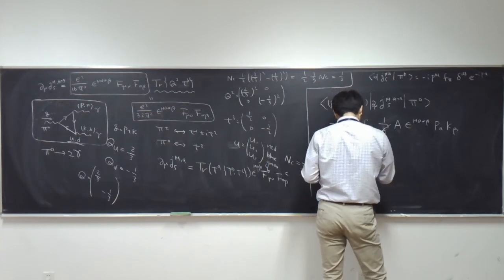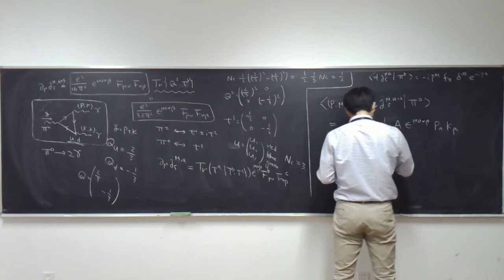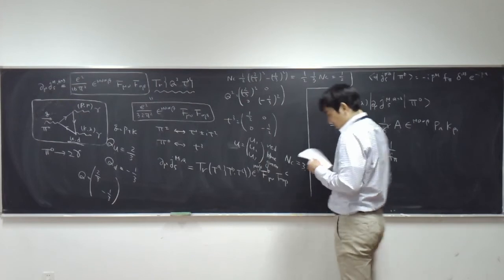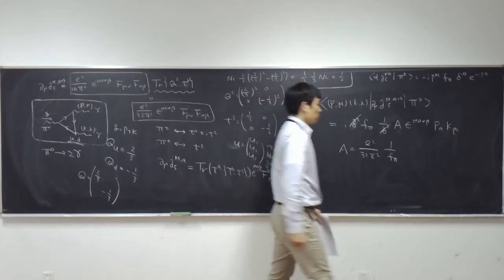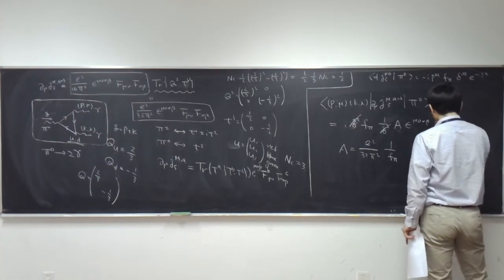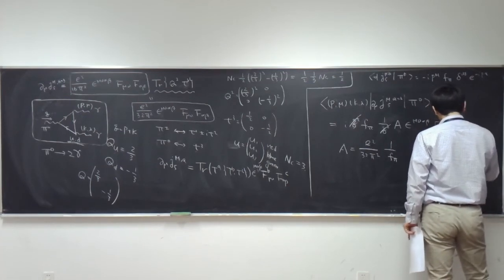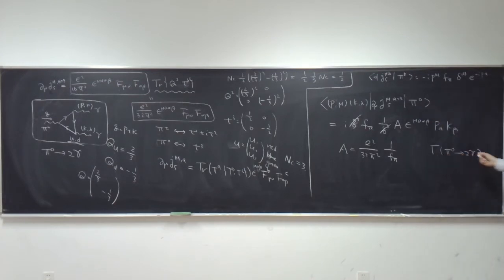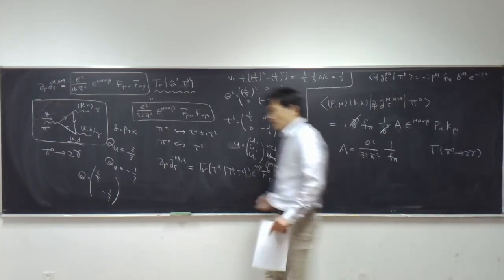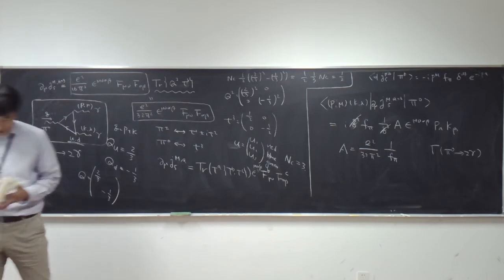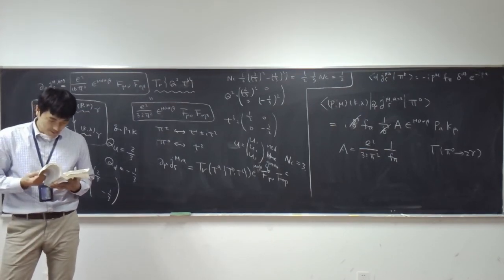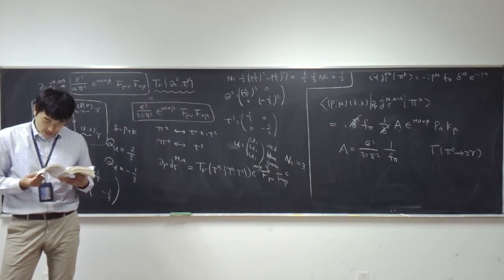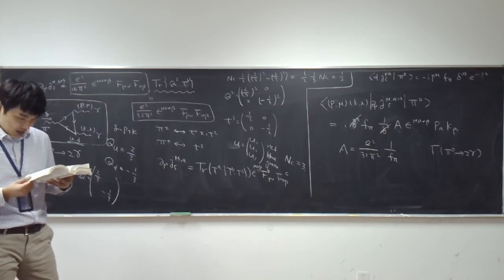So 1 over 32 pi square e square, and this A really plays a pretty important role in computing the decay rate of pi 0 to 2 gamma. Okay. So by using this result, I think I may be wrong about one half factor. Let me check now. I made this computational mistake. I don't know. Let me check. Yeah, I did make some computational mistake. I'm sorry.